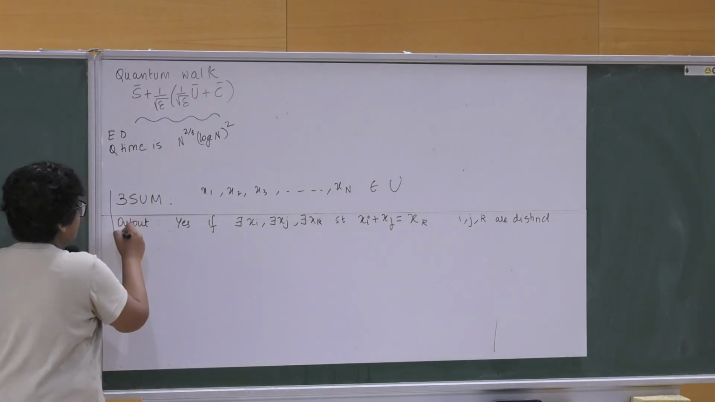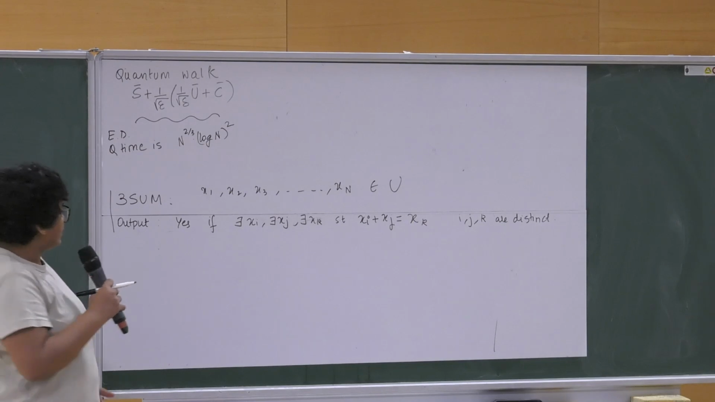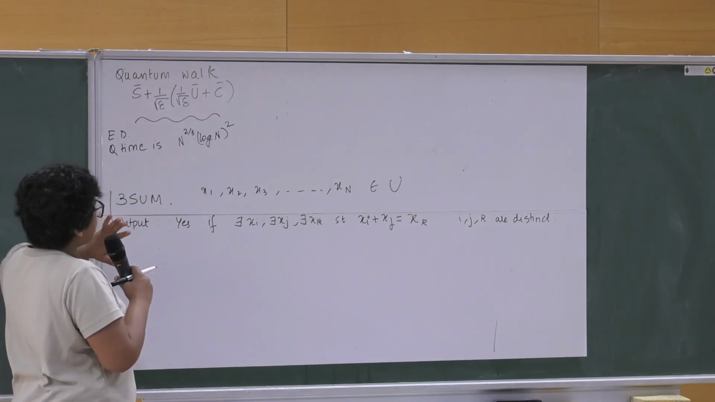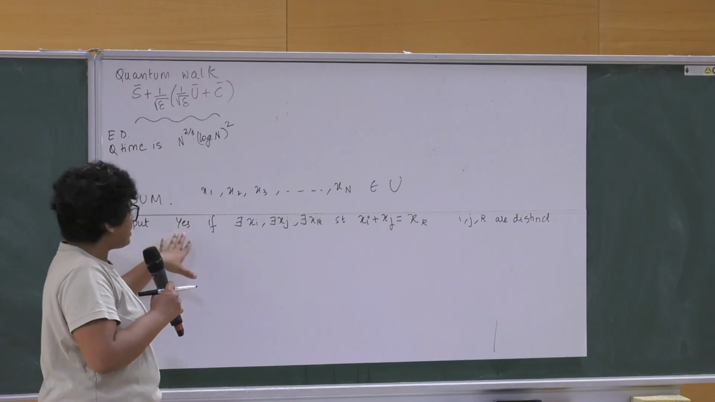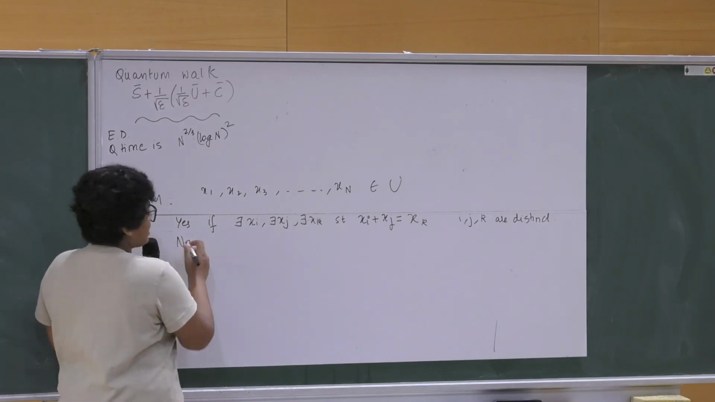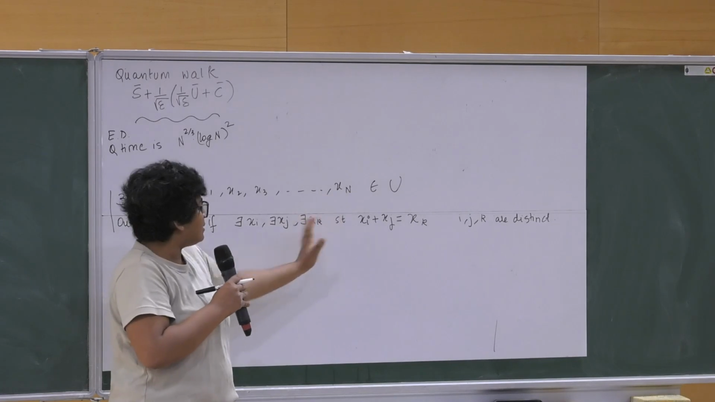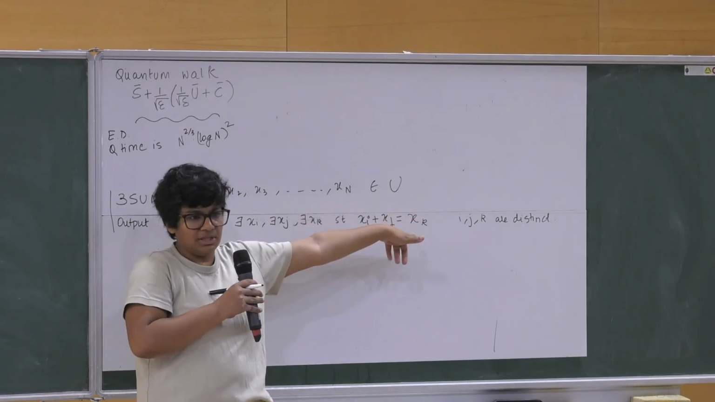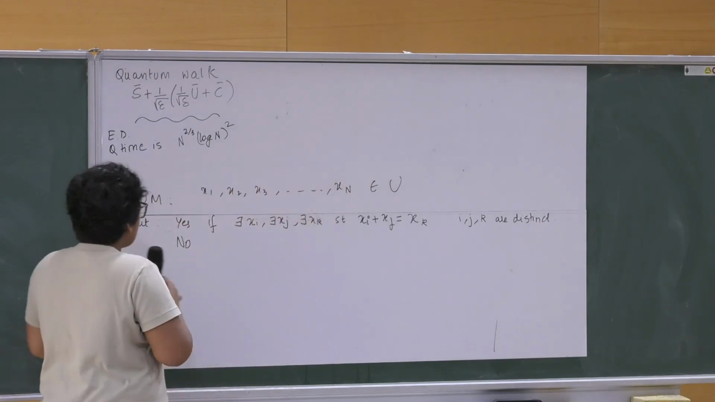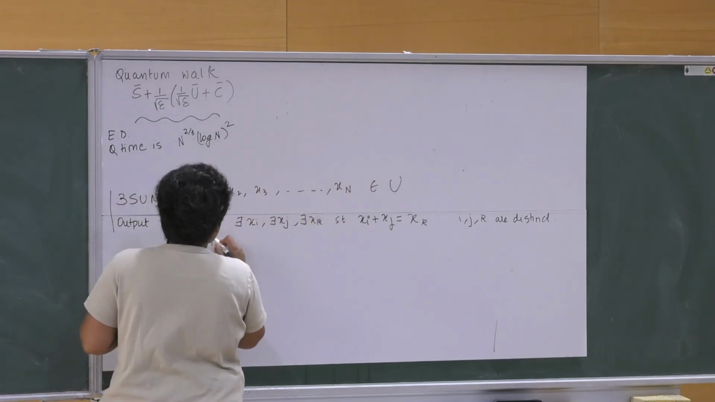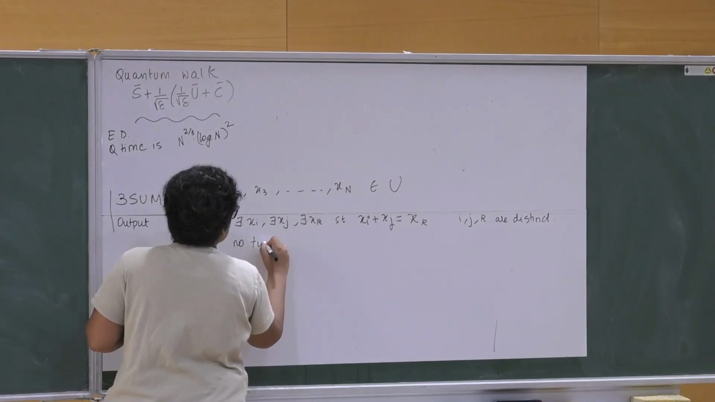So this is a problem now. It's slightly different from element distinctness. It's called the threesome problem. Here you again have n integers, and your task is to output yes if there exists some xi, xj, xk such that xi plus xj adds up to xk. You answer no if there is none, like no such tuple exists.